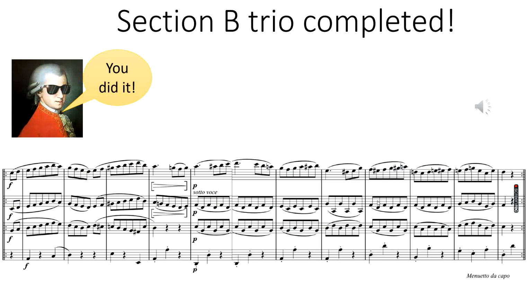Well done. Section B is now complete. You now have a full analysis of all the sections of Eine Kleine Nachtmusik. Remember to recap, remember to go over. Hopefully your score is going to be colourful, which means it will stand out, and this will help when you are revising because the colours are associated with the elements. Well done. Excellent work.